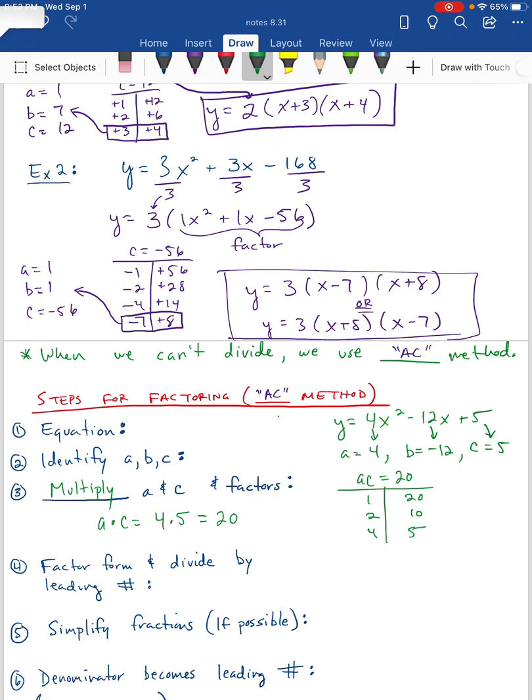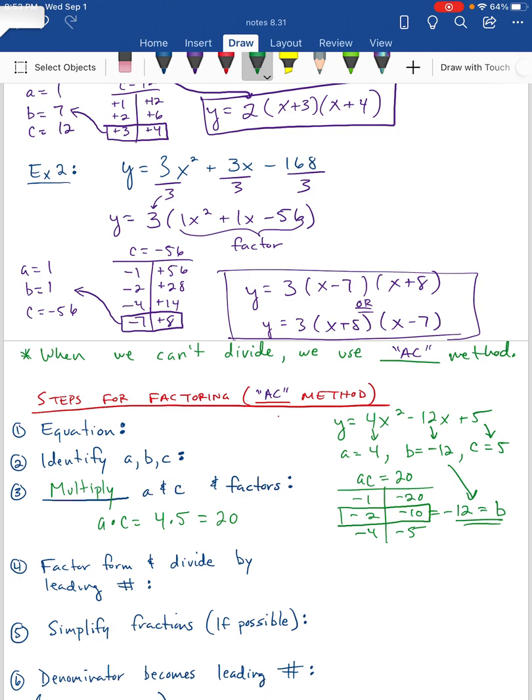Just like before, we are using that chart that I gave you guys yesterday. So now AC is positive, B is negative, which means that both of my factors are negative. The factors that add up to give me a negative 12 are negative 2 and negative 10. And again, we want negative 12 because that is our B term.